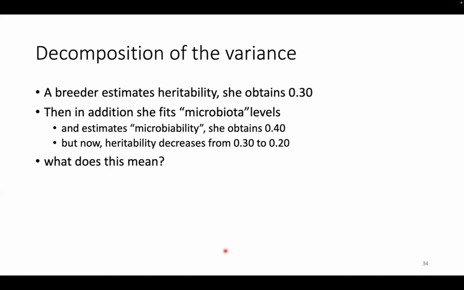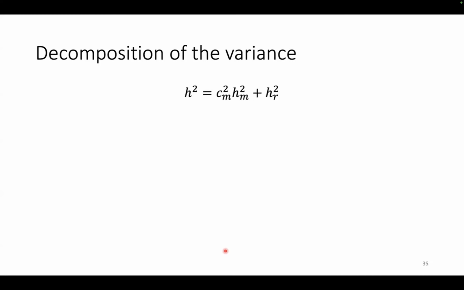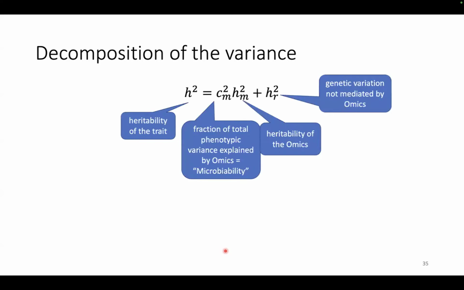And actually, we came up with one equation, and the equation is this one. You have the total heritability of the trait, and it decomposes into two chunks. The chunk to the right is the part of the heritability which is not mediated by omics. So if omics do not play any role in this trait, the heritability to the left and the heritability to the right, h squared, would be exactly the same value. But then the thing in the middle has two components.